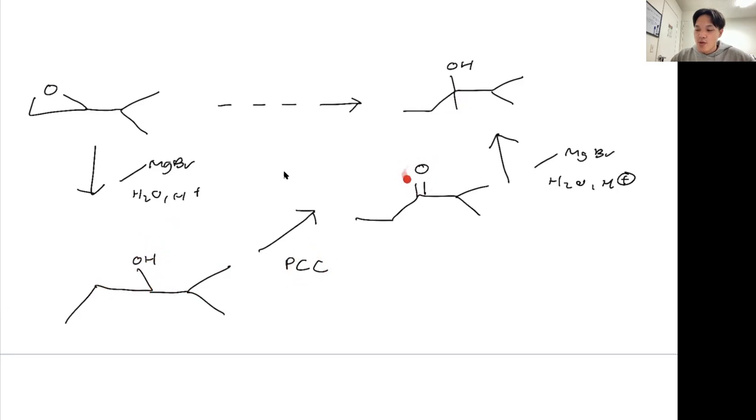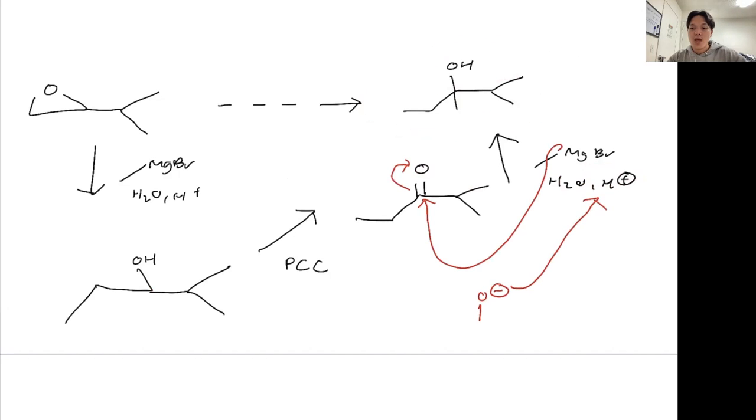And when that happens, we form this ketone, which, as you know from previous chapters, works really well with Grignards. And when it does that, it's going to attack it over here, right? And then we have this acidic workup because when that happens, we form this O with a negative, and then it can just grab on one of the hydrogens and then form this alcohol, right?